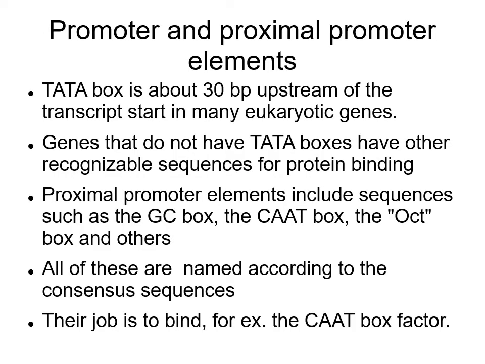Okay, so these proximal promoter elements include short sequences such as GC box, CAT box, OCT box, and others. And these are named according to what their sequences kind of look like. For example, the CAT box binds the CAT box factor. Okay, fine.